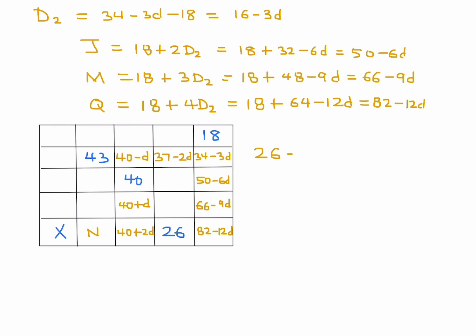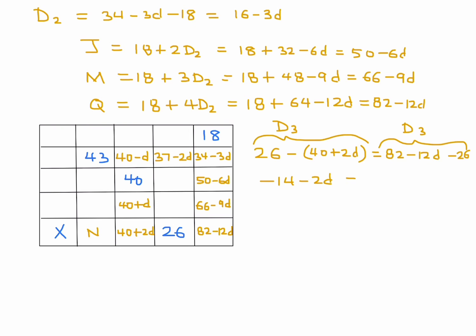So that means that 26 minus 40 plus 2D has got to be equal to 82 minus 12D minus 26. And both of these represent the common difference. So whatever you want to call it, D3, I guess. Okay, doing the math here, we get minus 14 minus 2D is equal to 56 minus 12D. So that means 17 is equal to 10D, and therefore D is equal to 7.